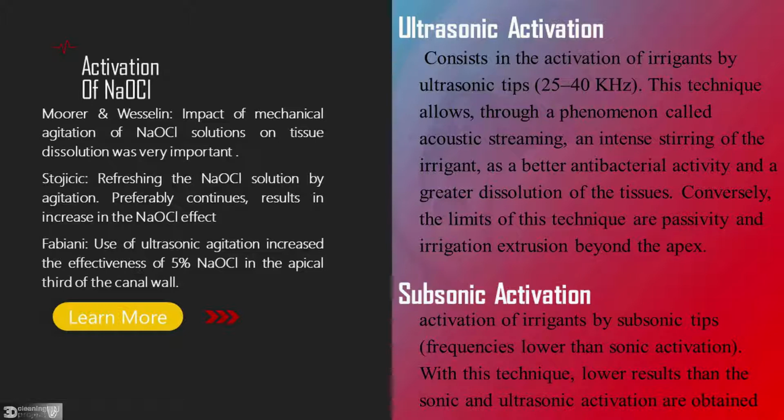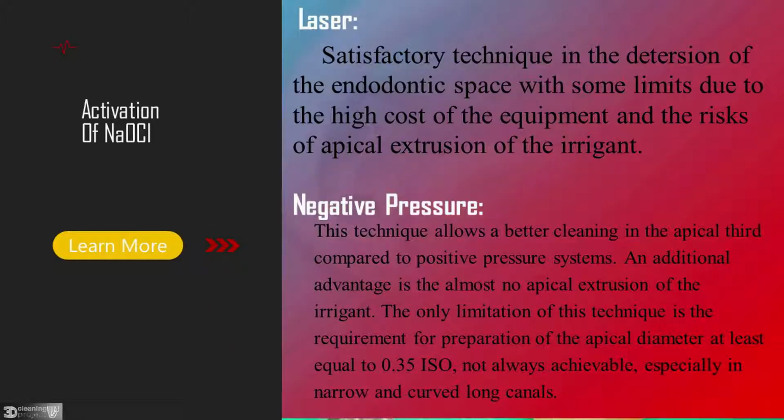Subsonic activation. Activation of the irrigant by subsonic tips is lower than sonic activation, but with this technique, lower results than the sonic and ultrasonic activation are obtained. Laser. Negative pressure. This technique allows a better cleaning in the apical third compared to positive pressure systems. An additional advantage is almost no apical extrusion of the irrigant.